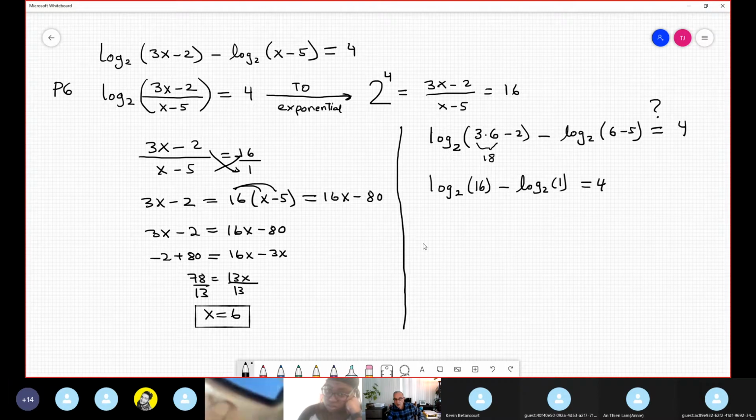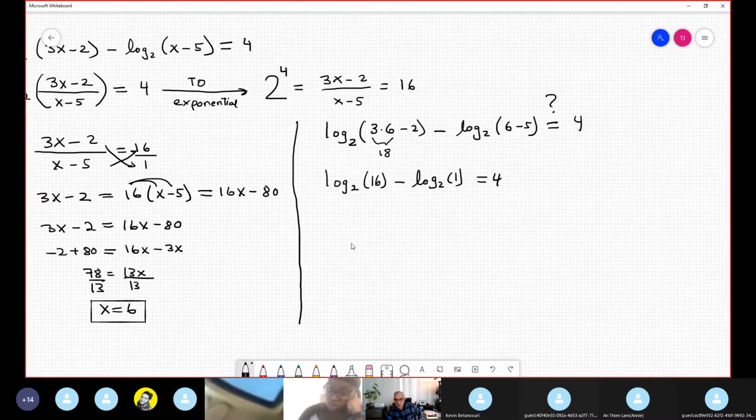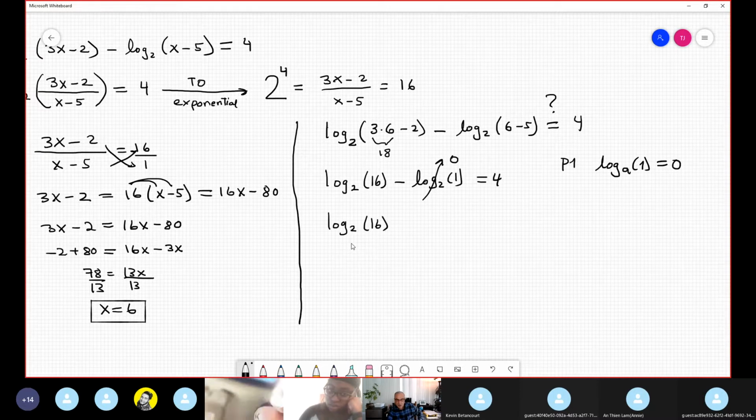Wow, I know very well property number 1 that the professor explained to me: logarithm of 1 is always 0, regardless of the base. Property number 1, logarithm of any base of 1 is always 0. So this guy is 0, it's gone. I need to prove that logarithm base 2 of 16 is equal to 4.